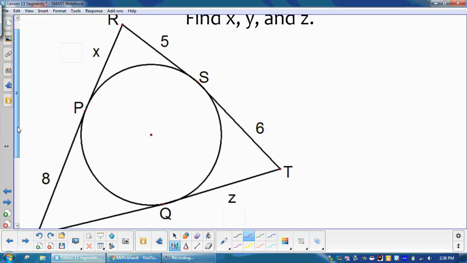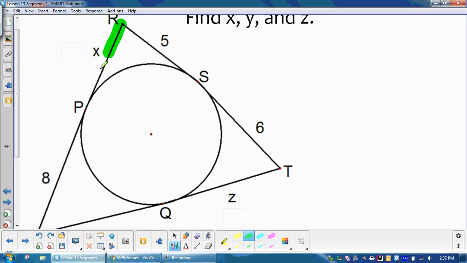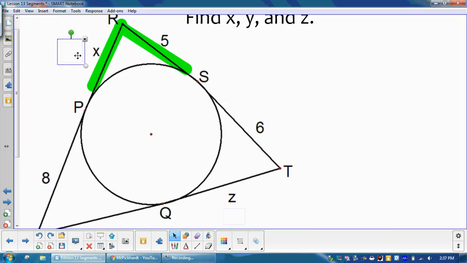So let's look at this problem. I have a circle and I have a triangle around it. And the triangle is made up of a whole bunch of tangent segments. So right here, this segment and this segment are both tangent to the circle, and they intersect outside of it. So that means they're equal. So since the one on the right is 5, then the x is 5.